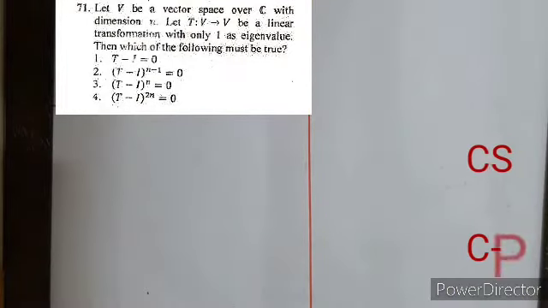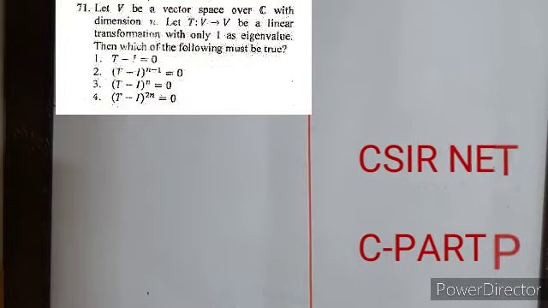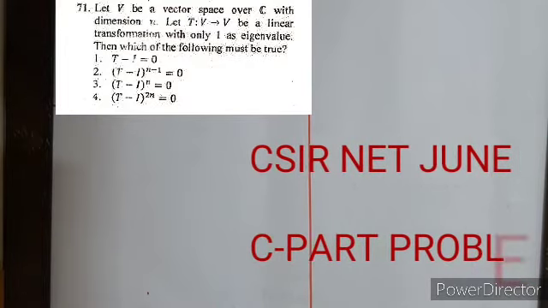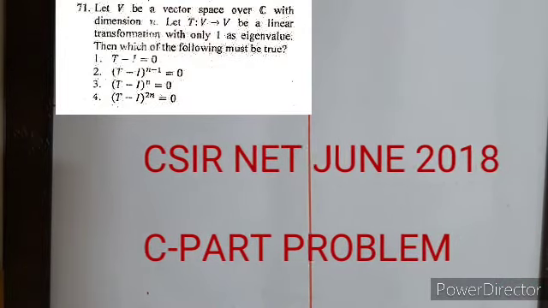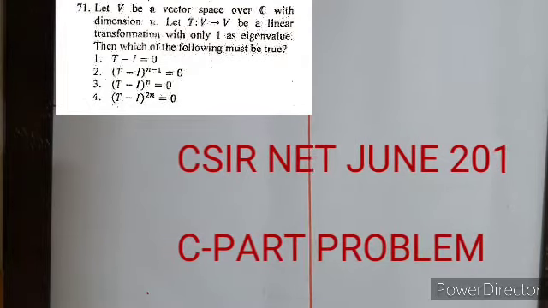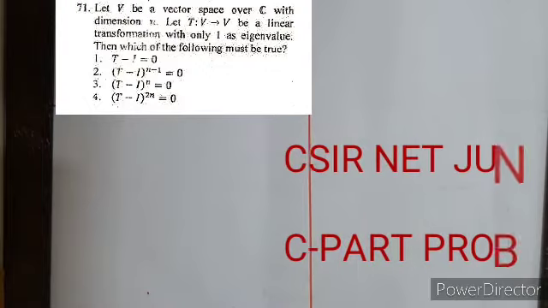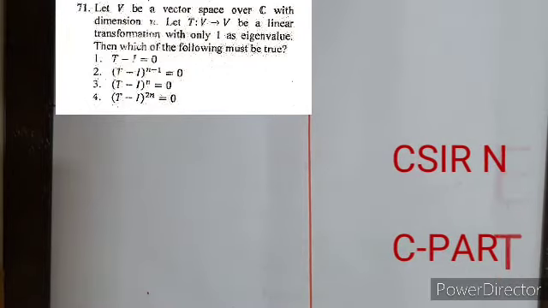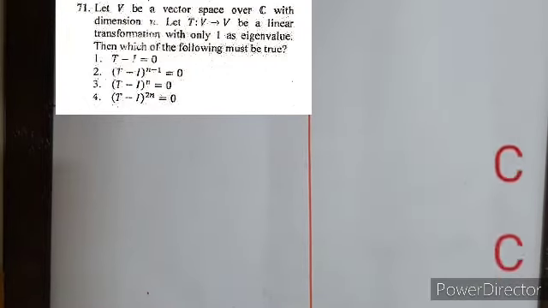Let V be a vector space of dimension n, and let T from V to V be a linear transformation with only one eigenvalue. Which of the following must be true? First option, T minus I equal to 0. Second option, (T minus I) raised to n minus 1 is equal to 0. Third option, (T minus I) raised to n is equal to 0. Fourth option, (T minus I) raised to 2n is equal to 0.